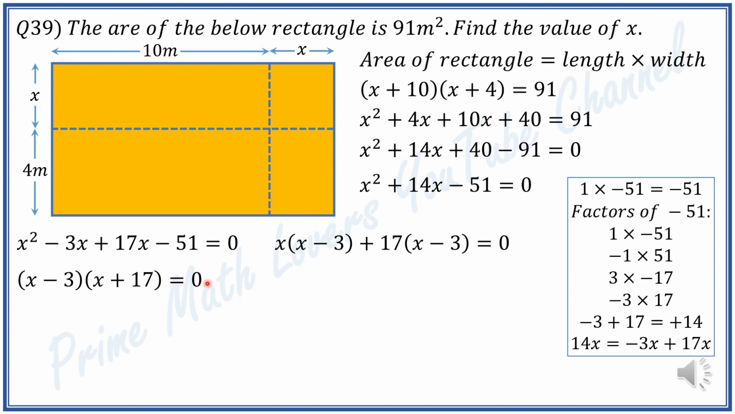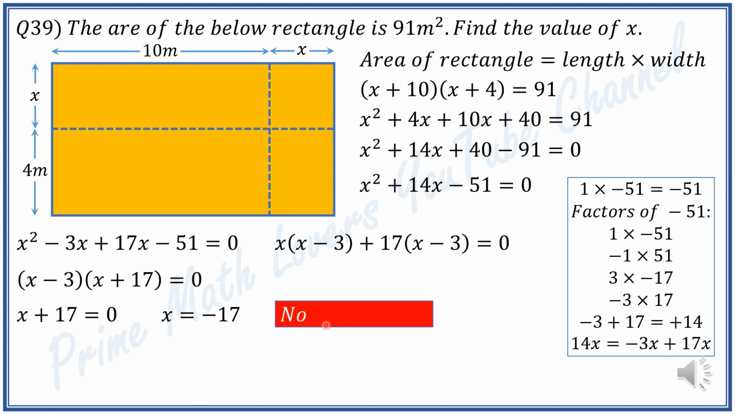When we have two terms multiplied together equal to 0, we set each of them separately equal to 0. So we'll have x plus 17 equal to 0, or x is equal to minus 17. But since x represents length, we disregard this negative solution. So this solution is not acceptable. The other solution is x minus 3 is equal to 0, and this means x is equal to 3.